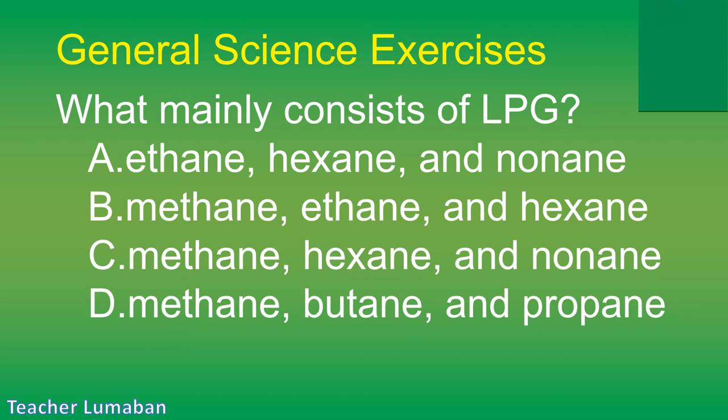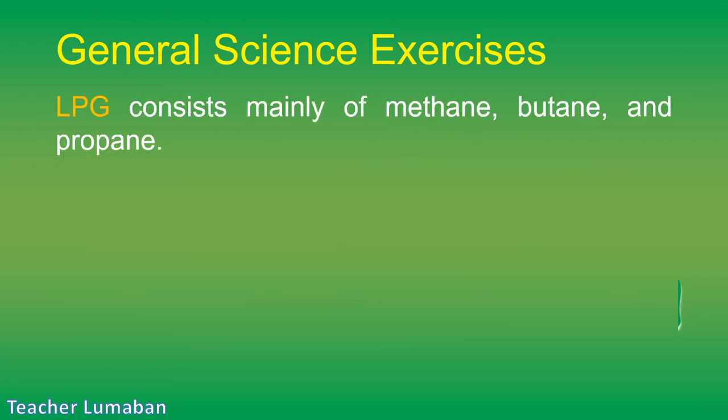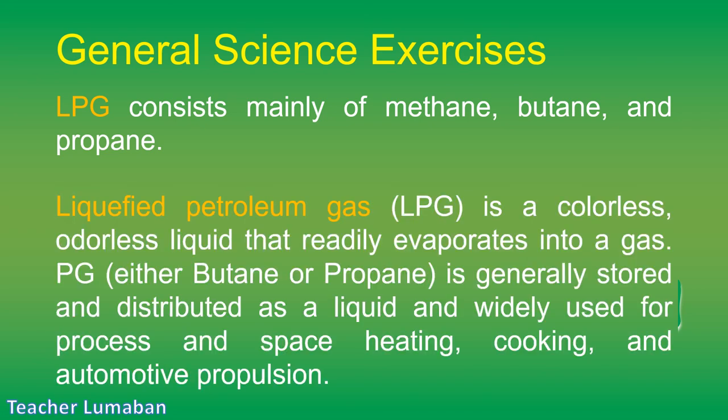The correct answer is letter D, methane, butane, and propane. LPG consists mainly of methane, butane, and propane. Liquefied petroleum gas, LPG, is a colorless, odorless liquid that readily evaporates into a gas. LPG, either butane or propane, is generally stored and distributed as a liquid and widely used for process and space heating, cooking, and automotive propulsion.